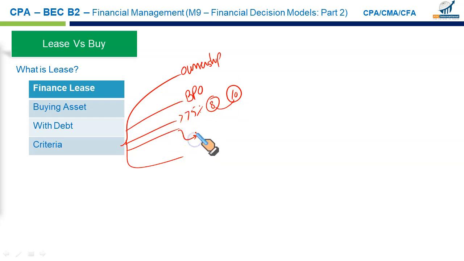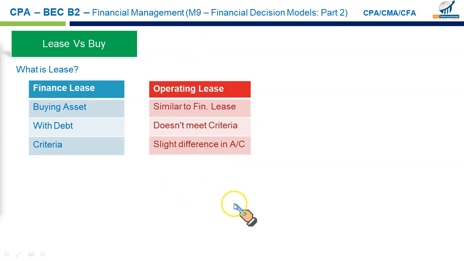In the fourth one, if the present value of minimum lease payments, called MLP, is greater than 90% of the fair value of the asset at the inception of the lease, it is called a finance lease. And last one, if the asset is so special, so unique that it has no alternative use, it is just for the specific arrangement between lessor and lessee, in that case it is called a finance lease. If none of these criteria is met, then we have another classification called the operating lease.